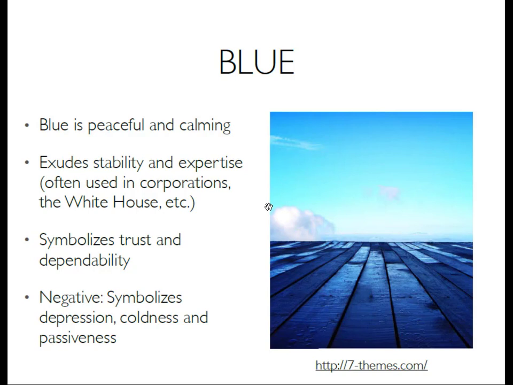Regardless of whether the particular president is Republican or Democrat, it's been blue for a very, very long time because it has connotations of stability, and peaceful and calming. So that's part of the reason why the White House chose that color. It also symbolizes trust and dependability. All thoughts around what the White House thinks it's doing. Negative connotations include depression, coldness, and passiveness. So that's the color blue.